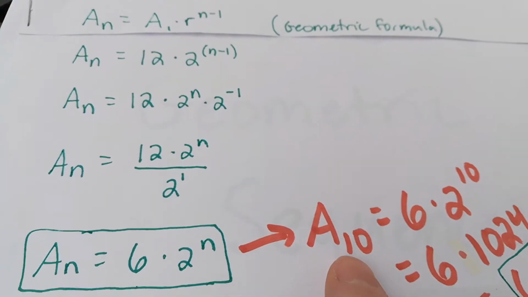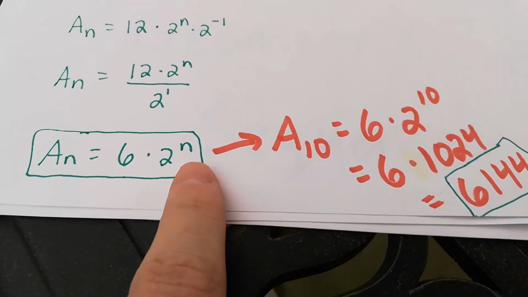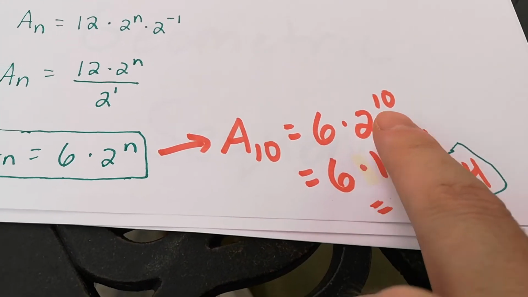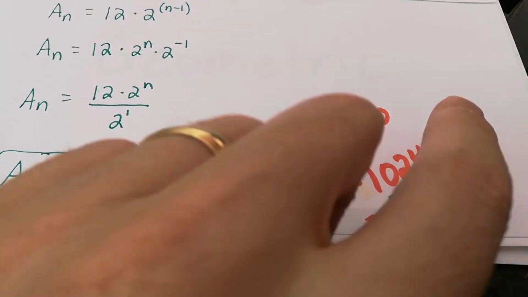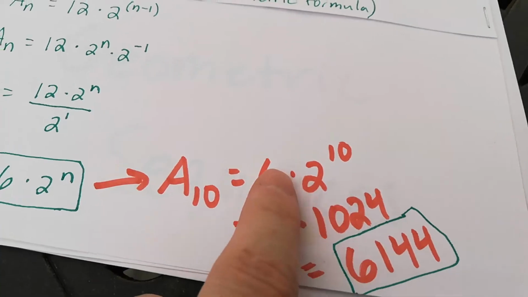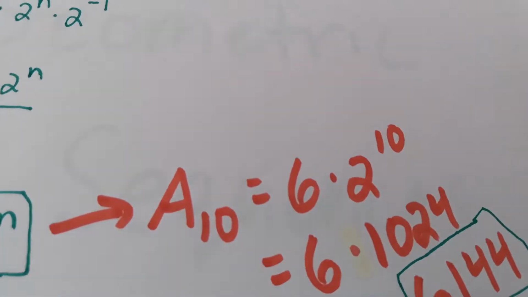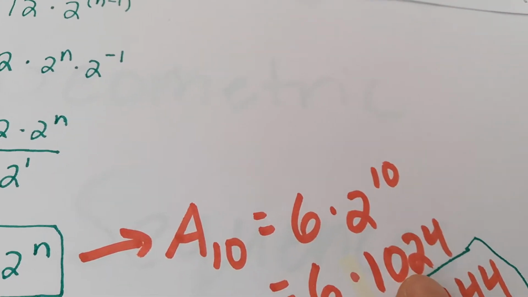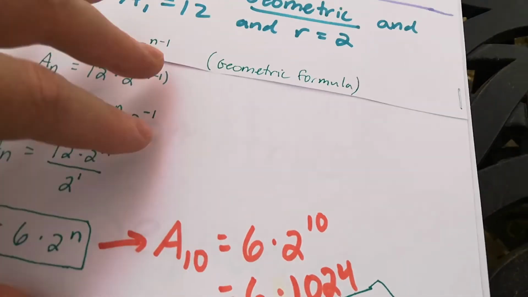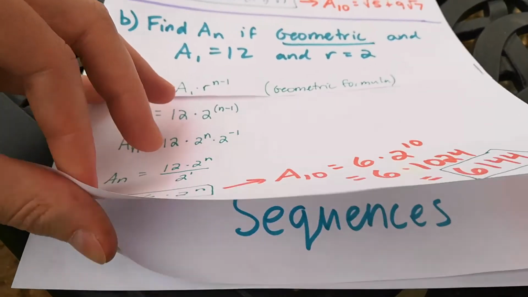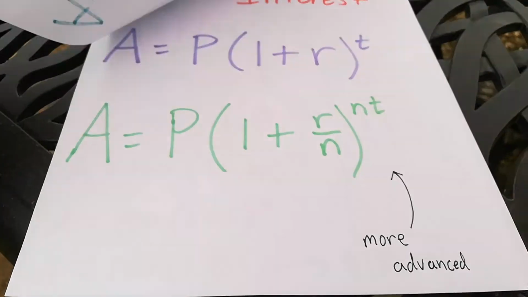If I want to know my 10th term, I just plug in 10: 6 times 2 to the 10th. Don't you dare multiply that first. You've got to use PEMDAS. Do exponents first, then multiply. 2 to the 10th first, that's 1,024. And then 6 times 1,024 is 6,144. That would be your a sub 10.